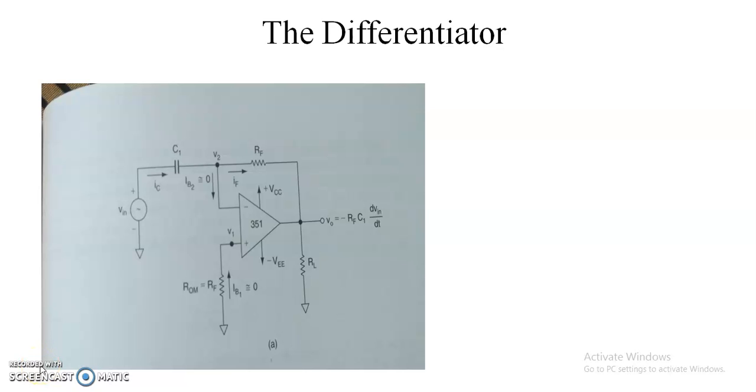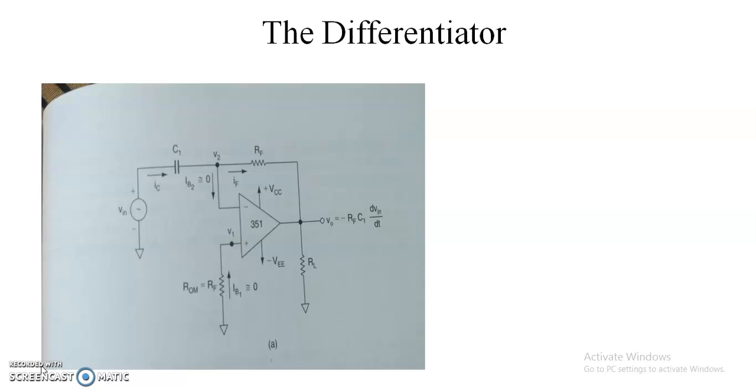Welcome to this video. In this video we are going to discuss the differentiator circuit using operational amplifiers. A differentiator is nothing but an operational amplifier circuit used to get the derivative of an input waveform at the output terminal of the circuit. The basic circuit diagram is shown in the figure. Here the input is given to the inverting input terminal of the operational amplifier.